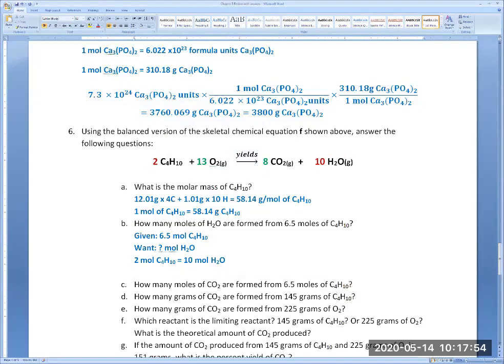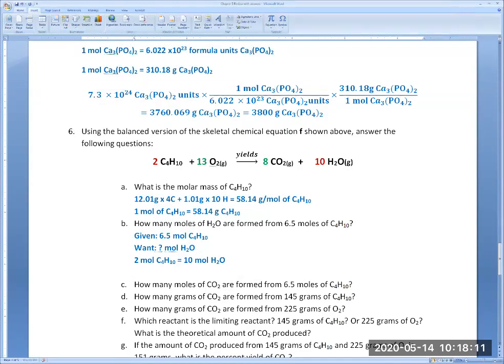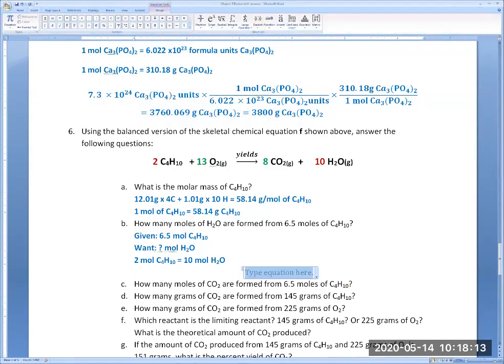And this is just one conversion. We only need one conversion factor here because we already have an equality that relates the moles of C4H10 and moles of H2O. So we can start our calculation. And we always start the calculation with the given amount. Always start with the given amount. So here 6.5.